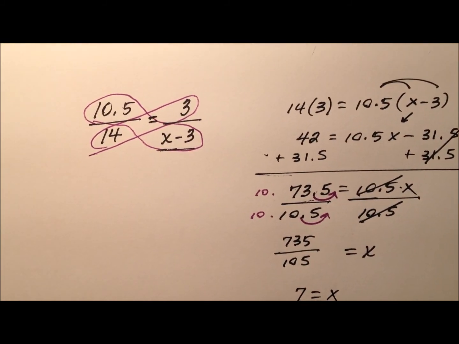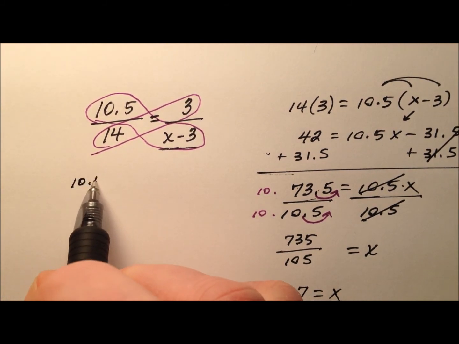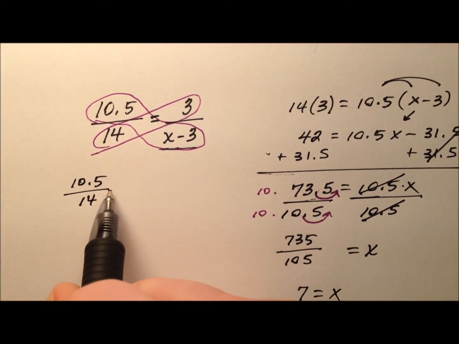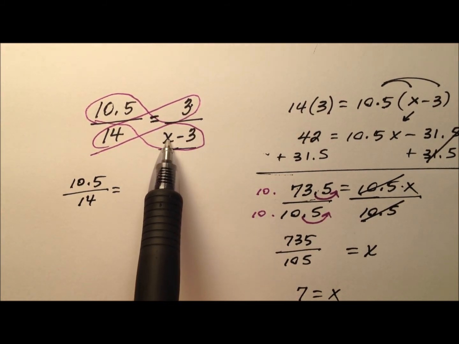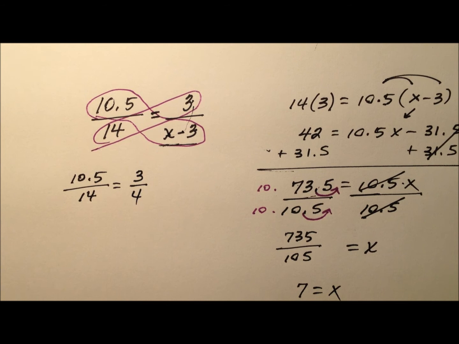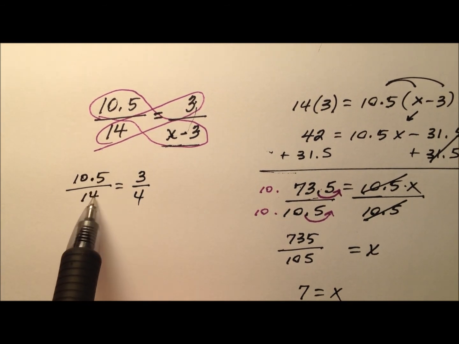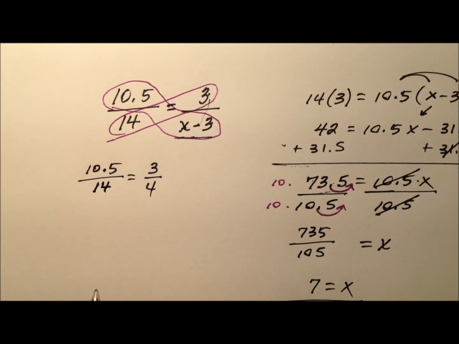Let's go ahead and plug it back in just to ensure that it works. So we have this 10.5 over 14 equals 3 over, and our x was 7, so 3 over 7 minus 3, so that's 4, so 3/4. Well, so we're saying 10.5 divided by 14 is going to be 3/4. Well, how can we do that?